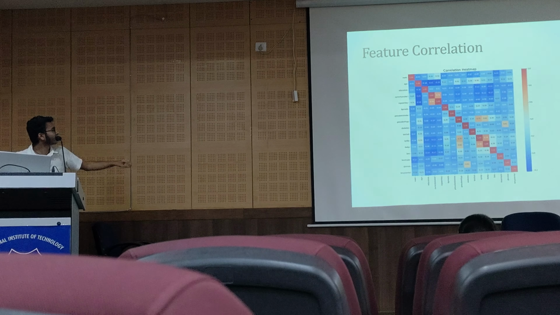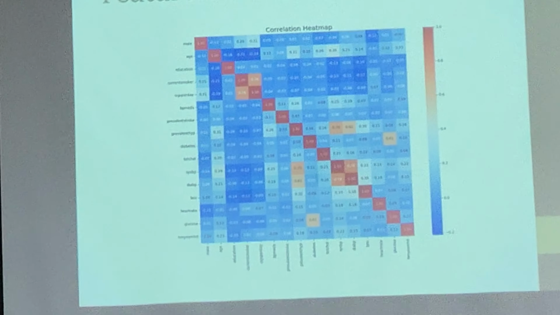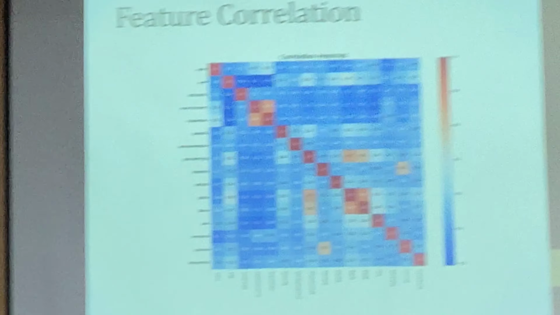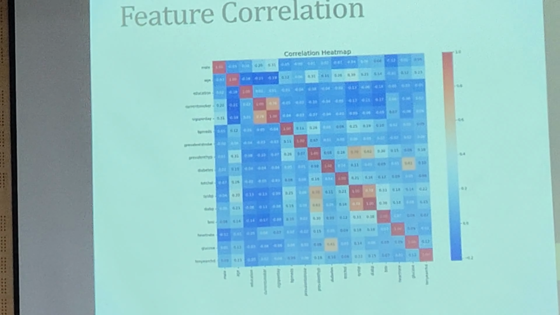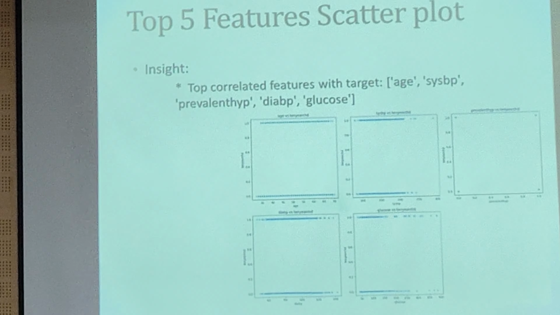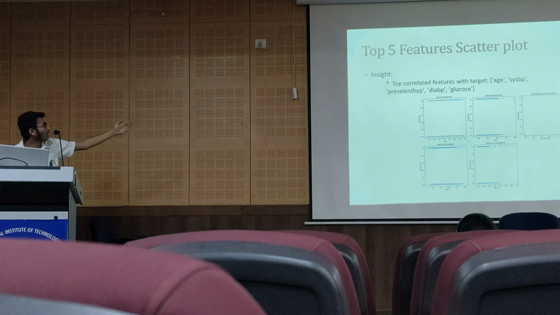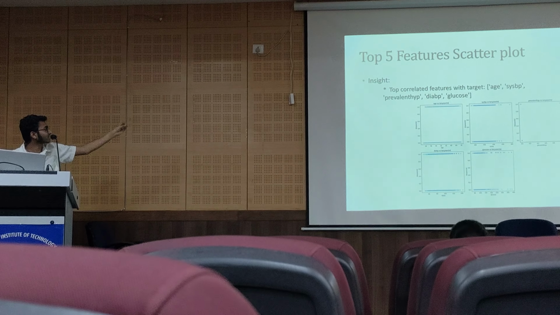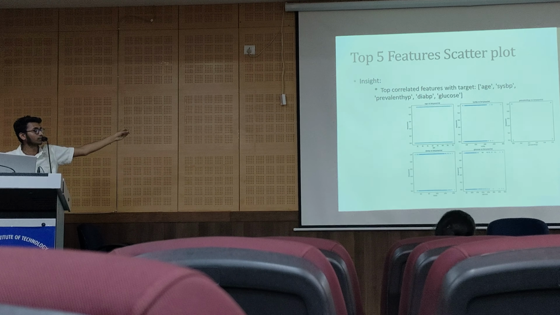I will show that. And this is a correlation matrix. You can see that, right? The more the correlation, the more orange or red the color will be. You will see the bar on the right side, and these are the top correlated features. You can have a scatter plot to understand how the top correlated features correlate with the target variable.